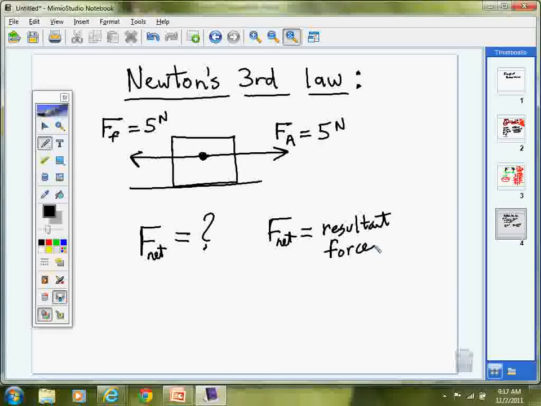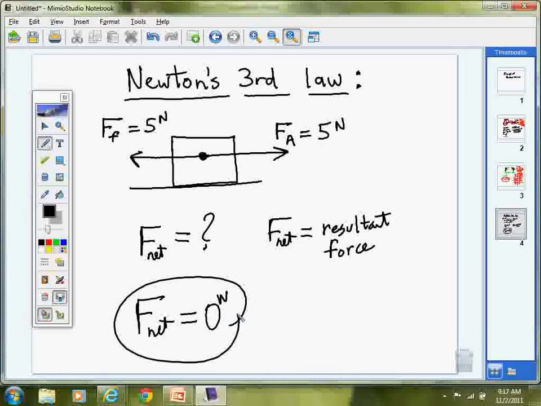You could use the component method, and you could draw a head-to-tail diagram, but it just boils down to subtracting them. So we know that 5 minus 5 is 0, so the net force is 0. Those 2 forces cancel each other out. They kind of negate each other. They balance each other out. So in the end, the resultant force on that object is 0. You with me so far, people?